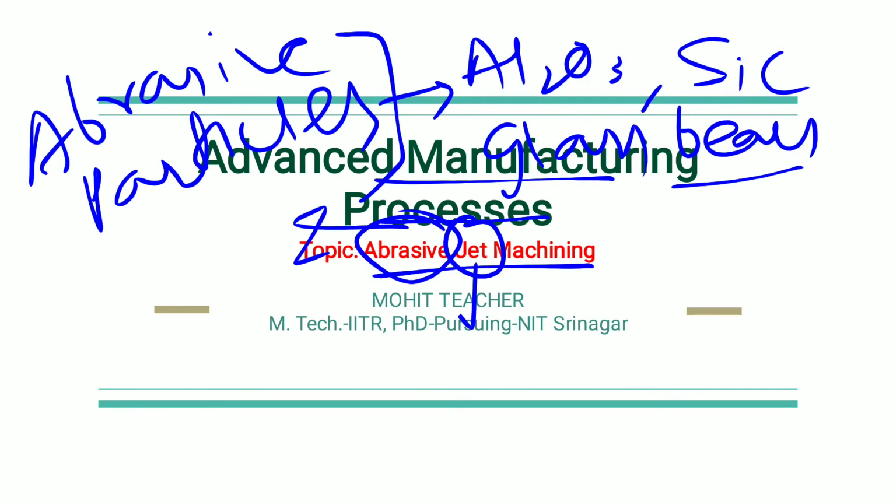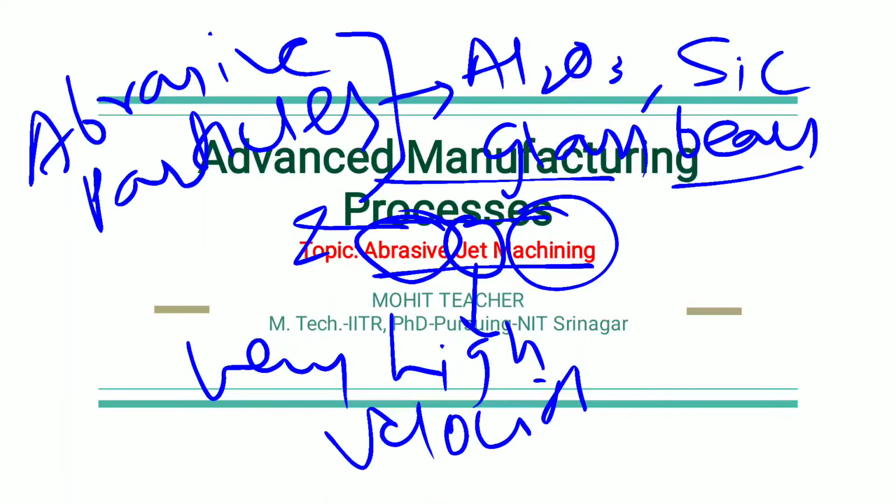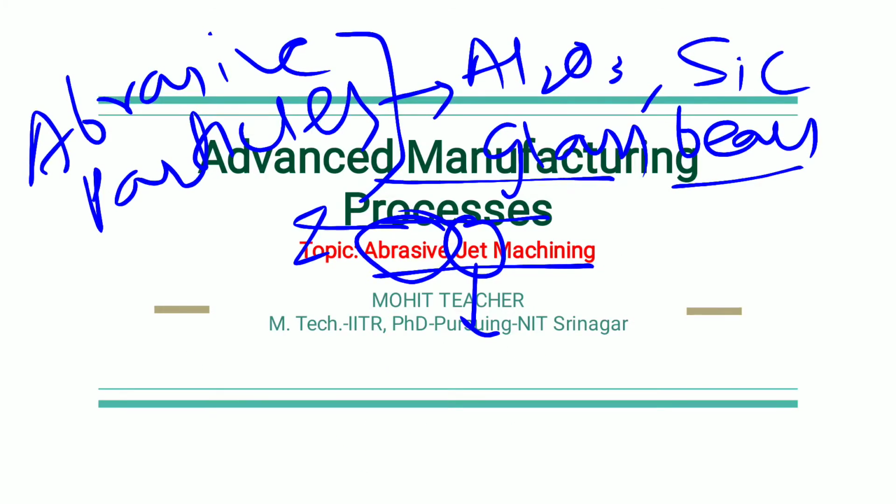Next is jet, meaning we are using a very high velocity, and machining means the removal of the material. So if the removal of the material takes place because of abrasive particles moving at very high velocity, this process is called abrasive jet machining.